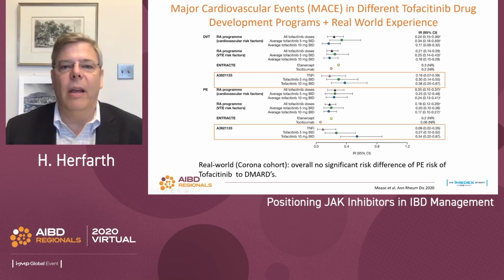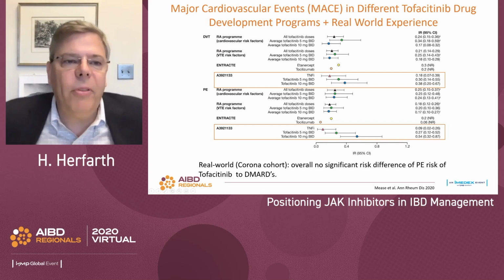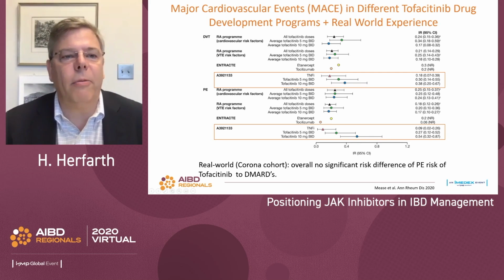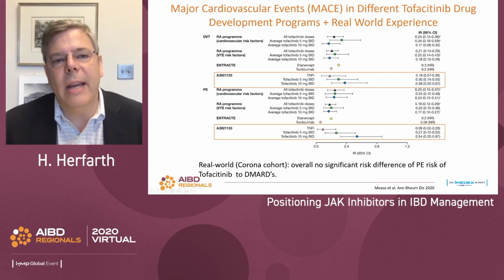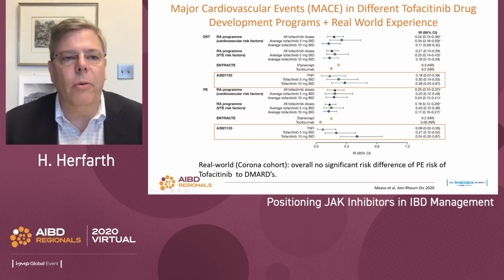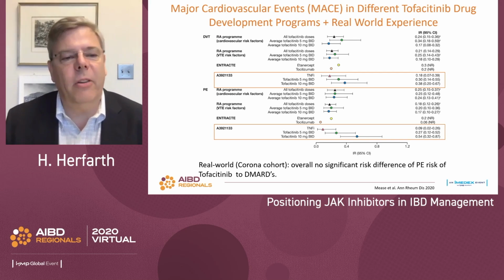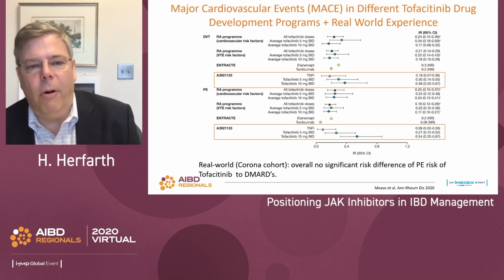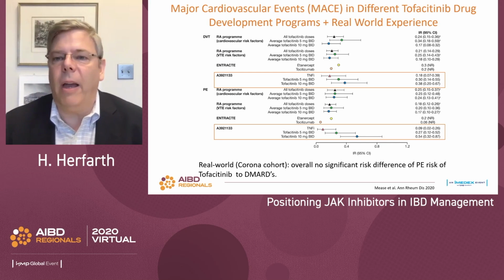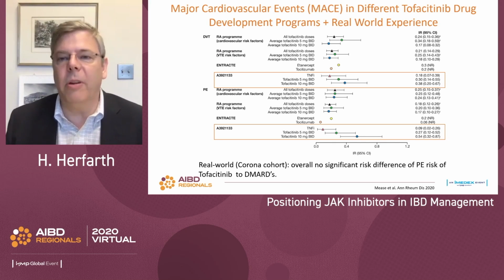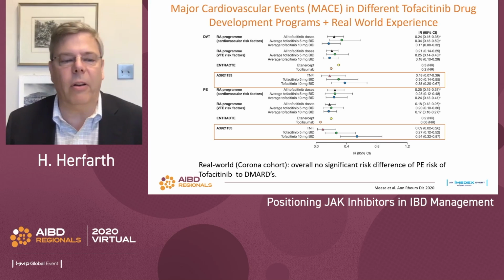And here etanercept has an incidence ratio which is nearly the same as the tofacitinib incidence ratio. So perhaps in this trial A3921, the TNF was slightly too low compared to the ENTRACT study, and that's why you saw this dose-dependent increase. Interestingly as well, the real-world CORONA cohort overall did not show a significant risk difference of PE risk for tofacitinib compared to DMARDs. So again, we didn't find a dose-dependent increase of PE or DVT risk in all other studies, only in this one study, which is not fully published yet.